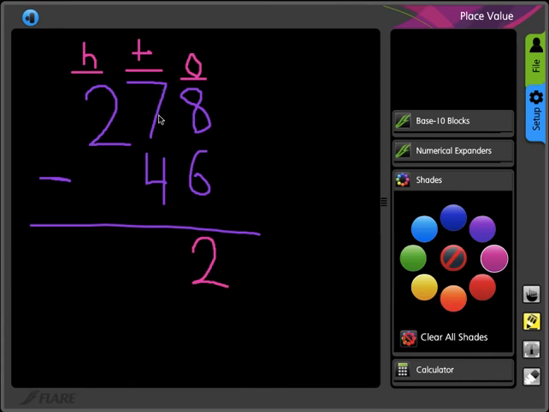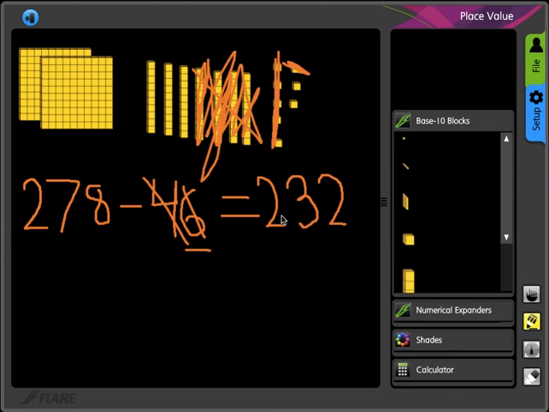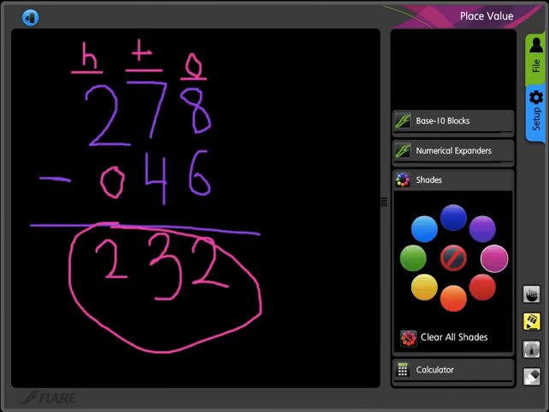What is 7 take away 4? 7 groups of 10 minus 4 groups of 10. 7 take away 4 is 3. 7 groups of 10 minus 4 groups of 10 is 3 groups of 10. And what is 200 take away nothing? We could put a 0 here if we wanted. 200 still. And look at that. We got the number 232. Same exact answer we got with the blocks. So 278 take away 46 is 232.